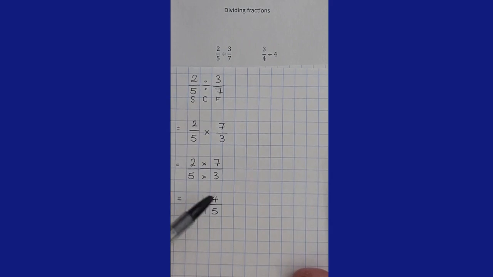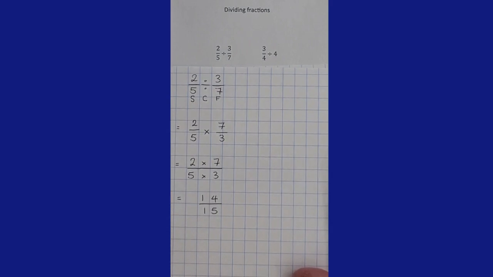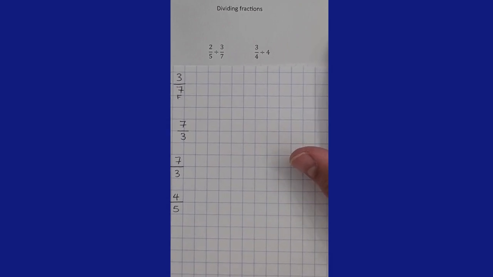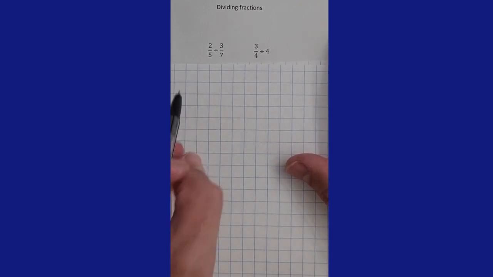You just need to make sure with your final answer that you've simplified if you can, or if it's improper that you've made it into a mixed number. Now I know the only factors of 14 are going to be 1 times 14 and 2 times 7, and 15 is going to be 1, 3, 5 and 15. So there's no common factors, so I'm happy that that's as far as I can go. Let's have a look at the next one.